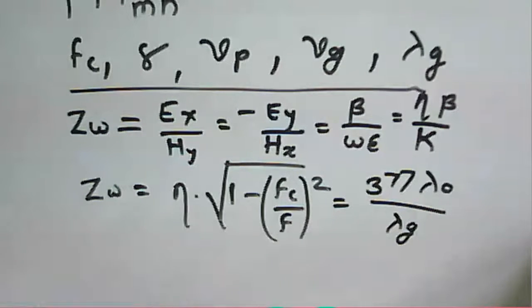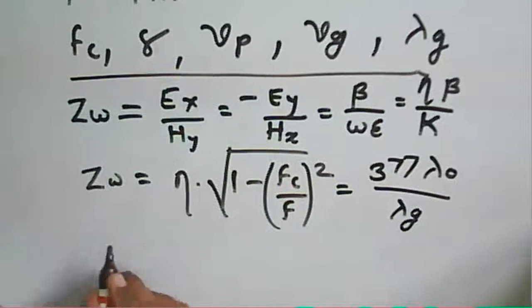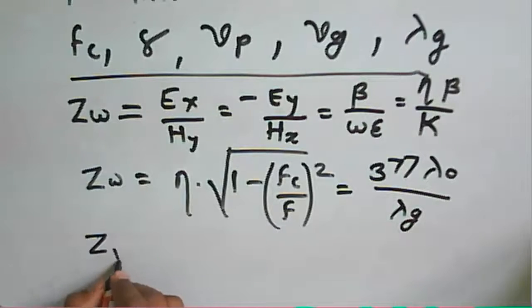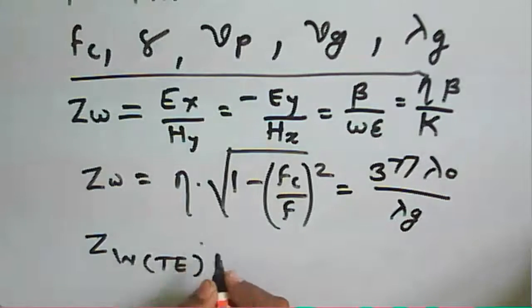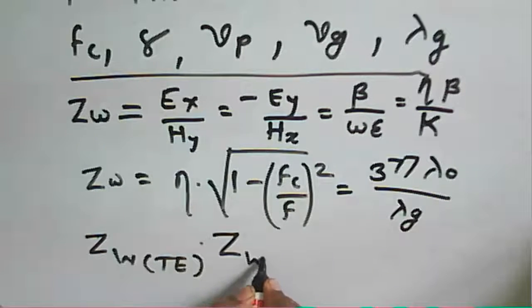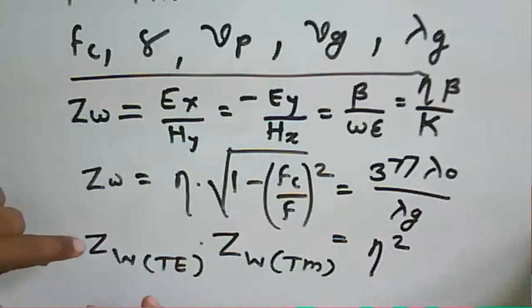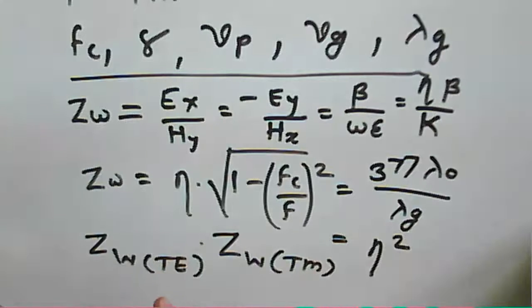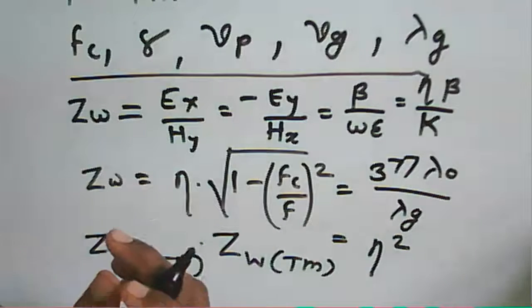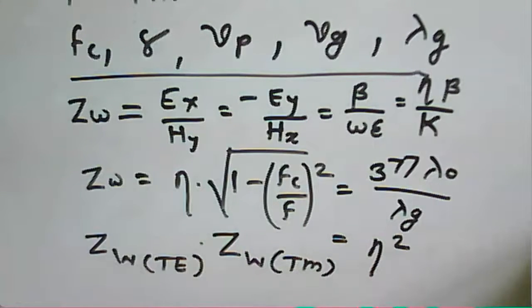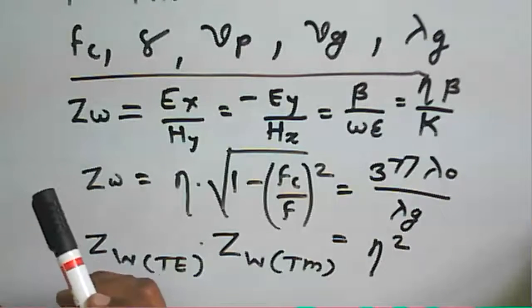So if you compare the characteristic impedance of a TE mode and a TM mode, then we can write the expression for the comparison here. ZW for the TE mode times ZW for the TM mode is equal to eta square. ZW means the characteristic impedance of a TE mode and of a TM mode. If you multiply both, you will get the intrinsic impedance, that is eta square. That eta square is the value of 377 ohm, or generally 125 ohm, as we say for free space wave propagation.